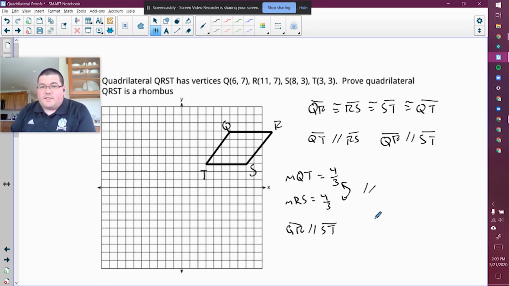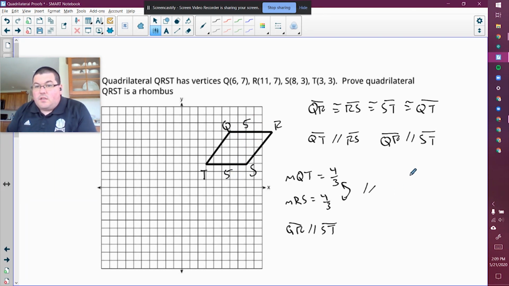Well, let's look at the distances. We can tell that the length of QT and RS is going to be the same. Right? If you plugged both of those into the distance formula, we would be able to find that those are congruent. If we plugged QR and ST into the distance formula, what do we even need to? It's a horizontal, right? This is just 5 units. This is just 5 units. So we can tell those are the same.